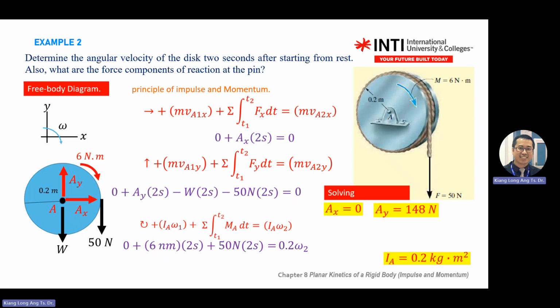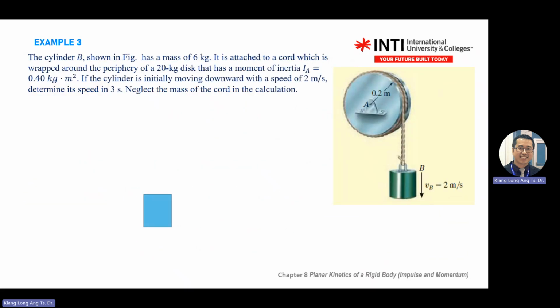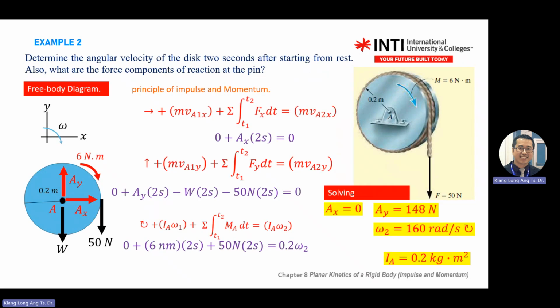Okay, AX, you don't know, so AX is 0. AY, you get 148 moving up, and omega 3, 2.6. Okay, so this is the solution. Try to see these three equations and then you know how to put in the value or not. This will be the free body diagram. You actually extract information from this diagram.